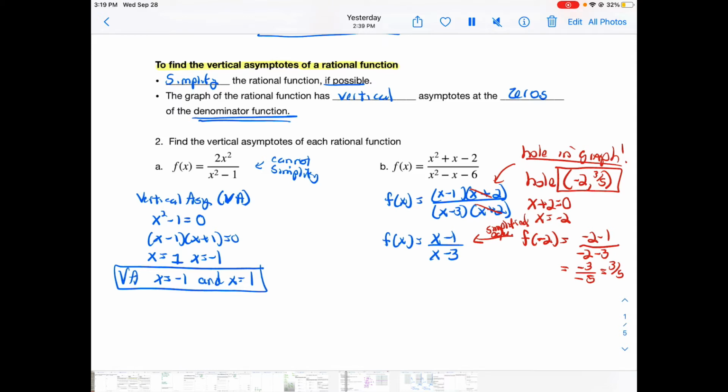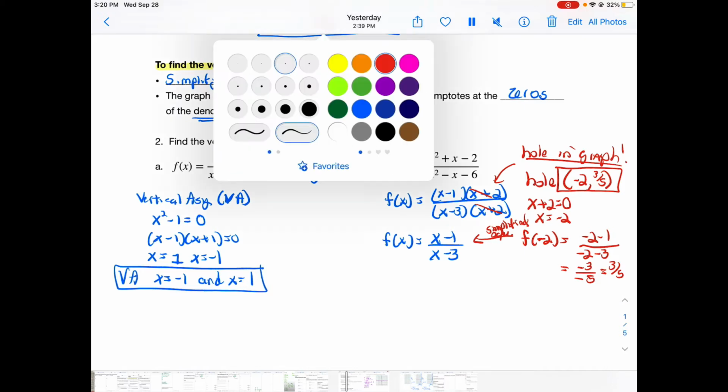To graph a hole at that value, negative 2, 3/5, instead of drawing a closed-in dot like we normally do for points, we're going to draw an open circle to identify that point. So here's a quick example. That hole in the graph would be at this point here. All right, let's get back to the original problem. That was just a side note of how to find a hole in the graph.